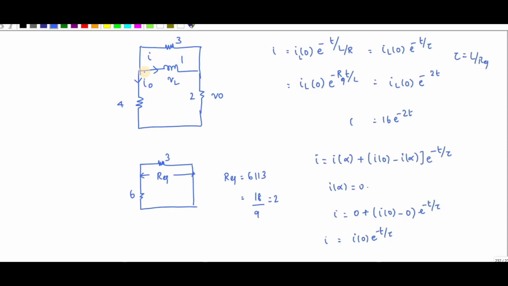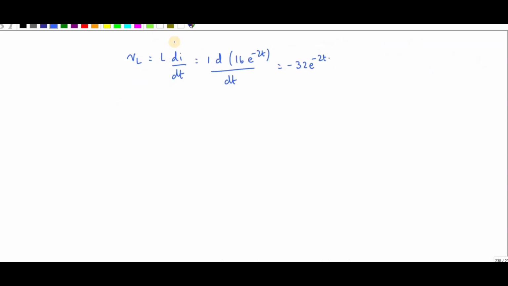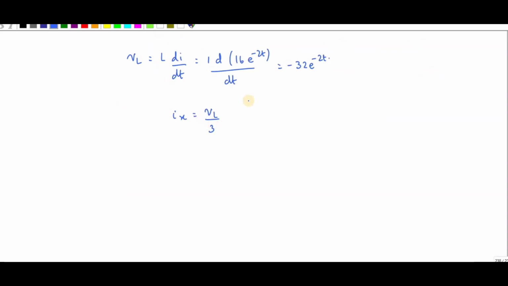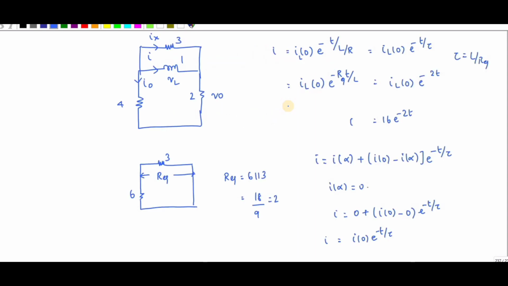So if I find the voltage across VL, I can find the Ix current. So what is Ix? Ix is equal to VL divided by 3. So Ix is equal to minus 32 divided by 3 e power minus 2t. From this I can find the value of I naught.